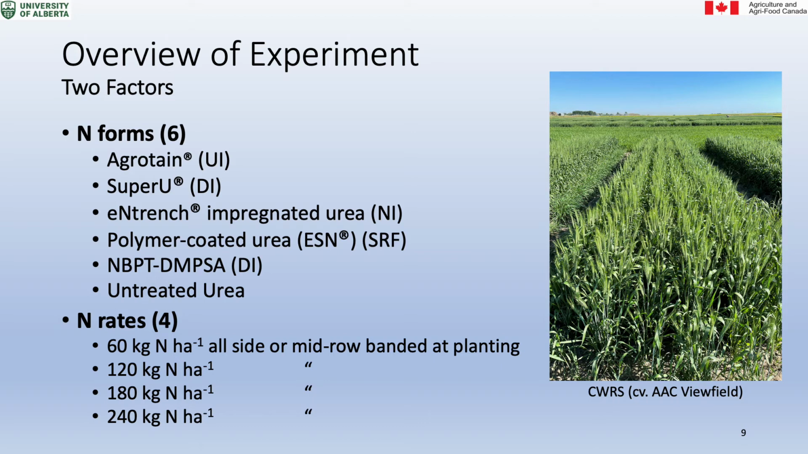So we're looking at 6 different nitrogen forms: Agrotain, a urease inhibitor; Super U, a dual inhibitor; Entrench, a nitrification inhibitor; ESN, a slow-release fertilizer; a new chemical out of Europe, NBPT plus DMPSA, which is also a dual inhibitor; and then typical untreated urea at 4 nitrogen rates: 60, 120, 180, and 240 kilograms of nitrogen per hectare, side or mid-row banded.